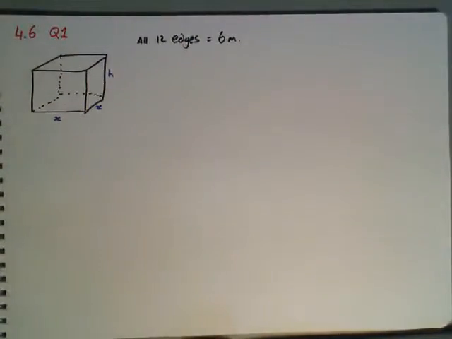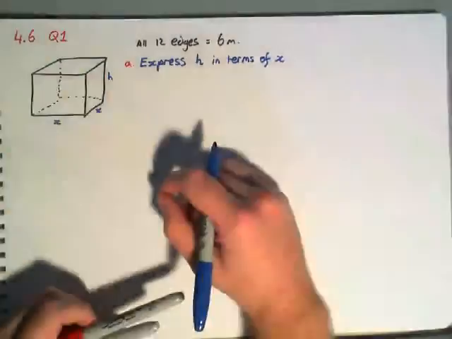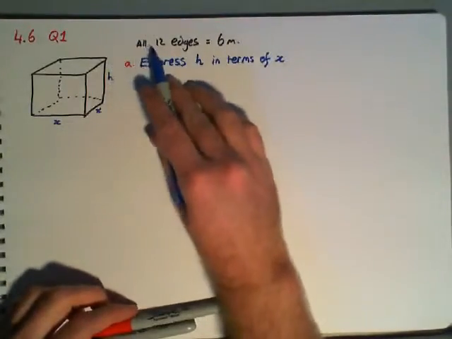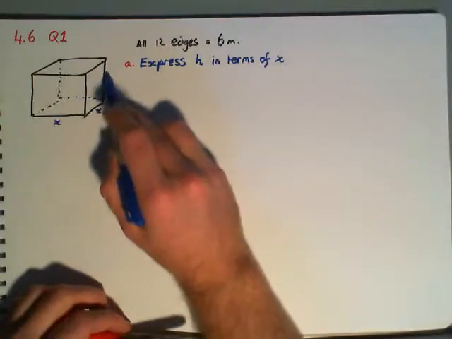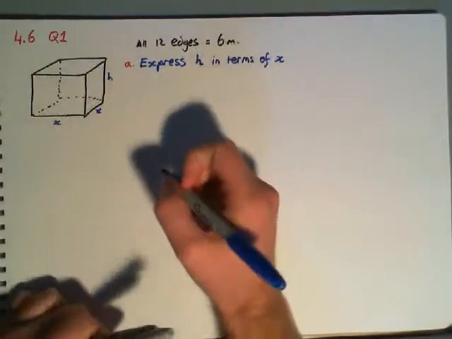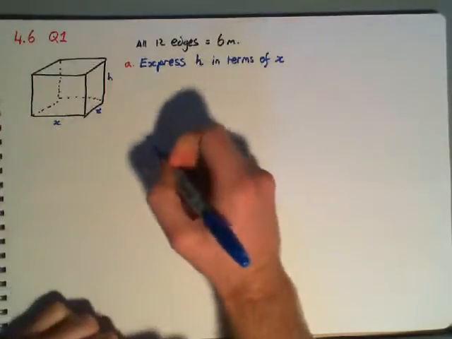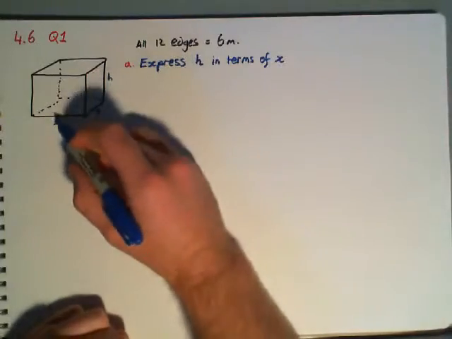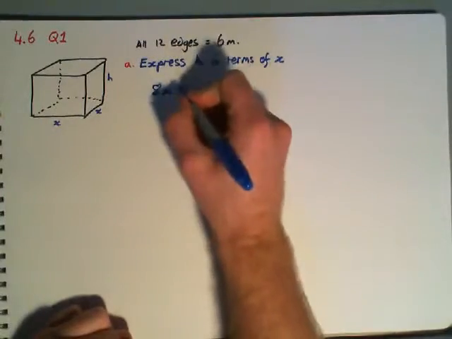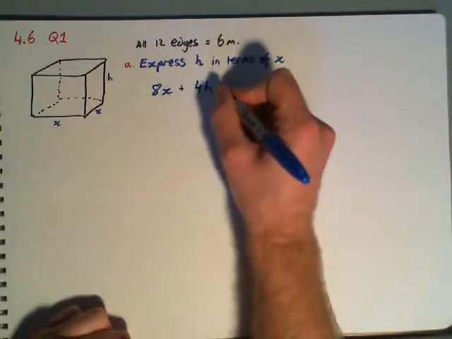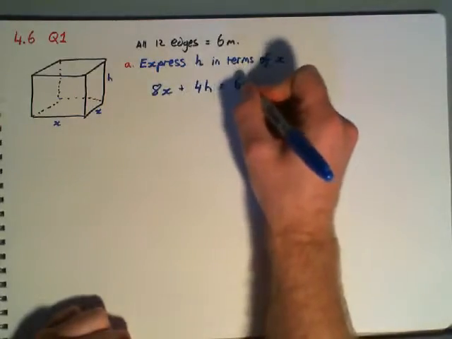So part A says express h in terms of x. Well, how do we find h? To find h in terms of x, we're going to use our information, all 12 edges is 6 meters. So if we add x, x, x, x, h, h, h, h, and the other x's, it all adds up to 6 meters. So how many x's have we got? There's 1, 2, 3, 4, 5, 6, 7, 8. So there's 8 lots of x and 4 lots of h, and if we add all those up together, we get 6 meters in total.